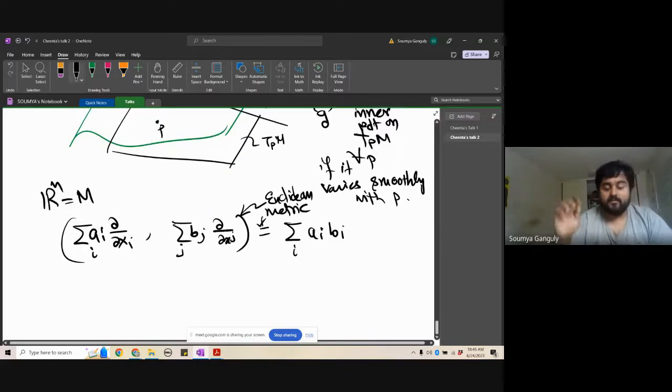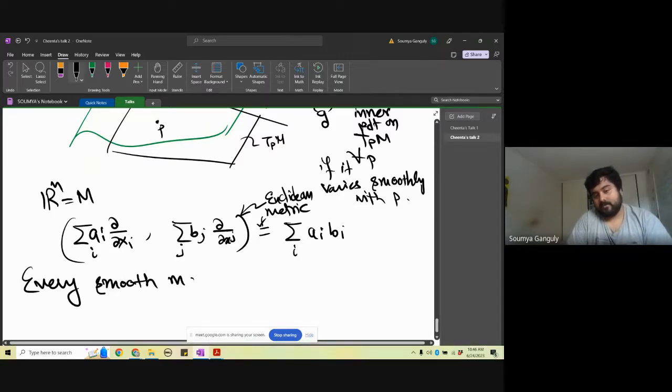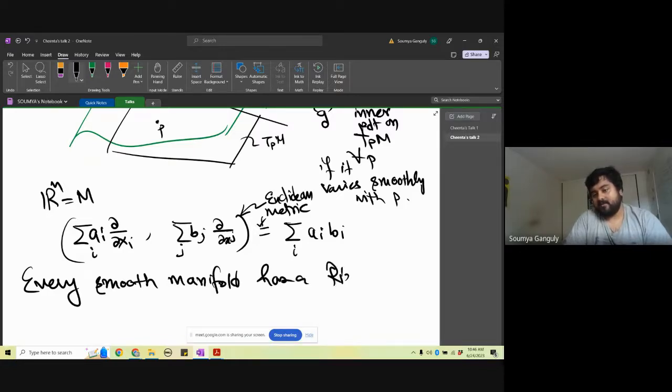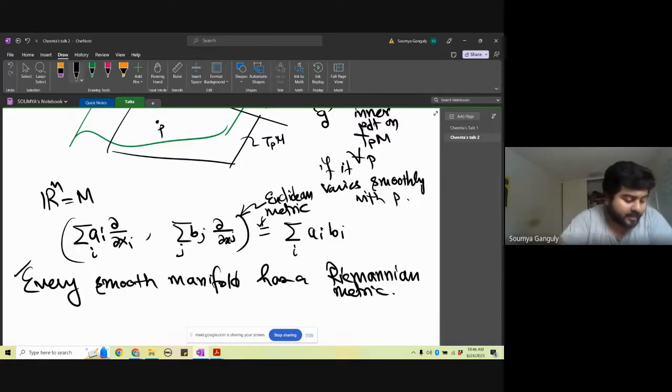And there is one important point: every smooth manifold has a Riemannian metric. This is something that we are not going to prove. The proof is a bit involved. However, this is the point up to which I think we should cover today. Let's talk about how, by using a metric, you can define length, something like distances, on a manifold next time.